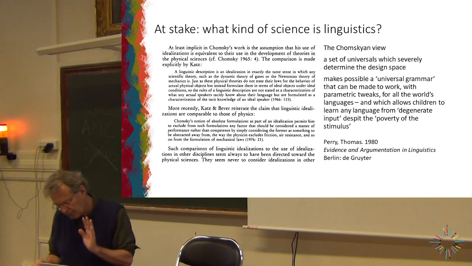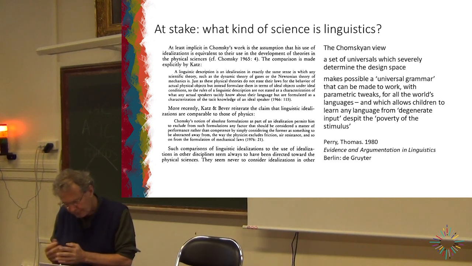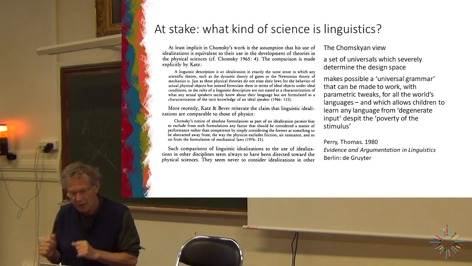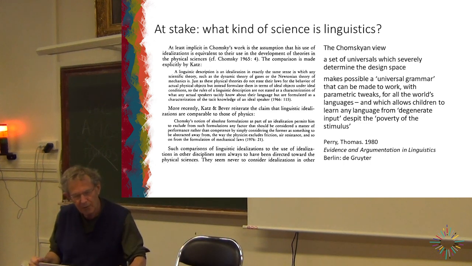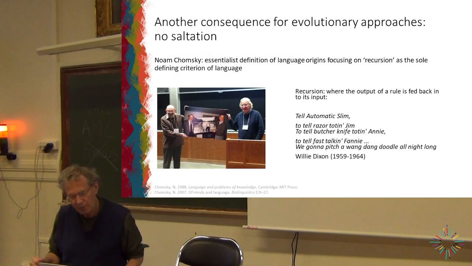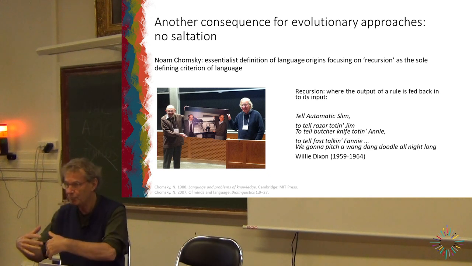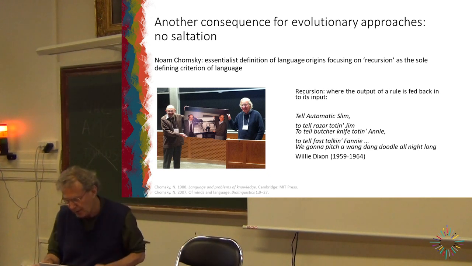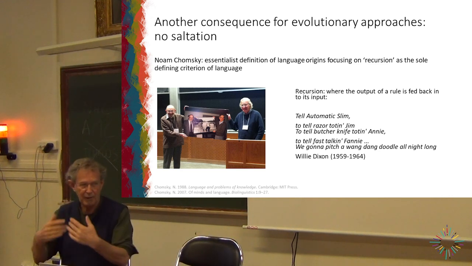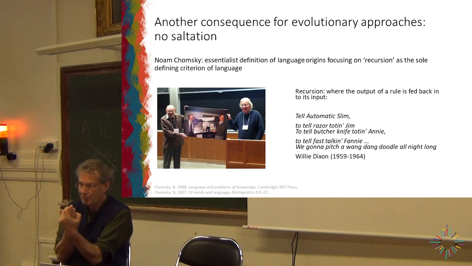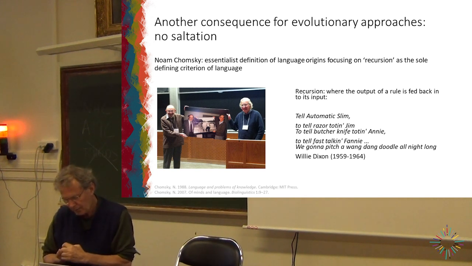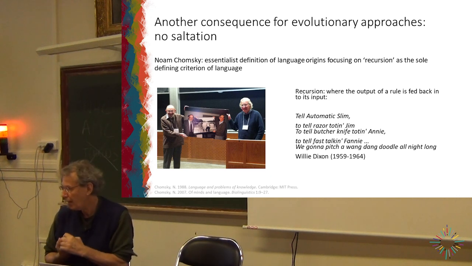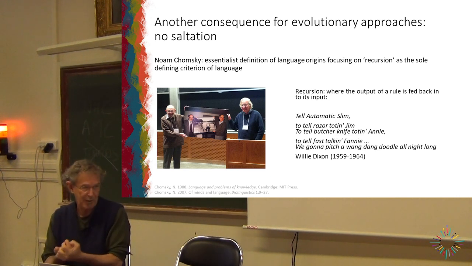So then that article of Thomas Perry goes on to mention other views of language which take a different view of what science is the appropriate reference point, and I'll come back to that shortly. Okay, so there's another consequence of approach. One is, how much variation is there? But then that also translates to views of how language evolved in the first place.